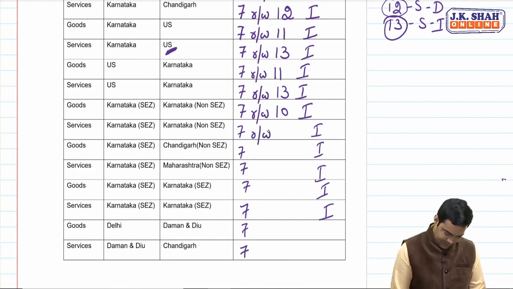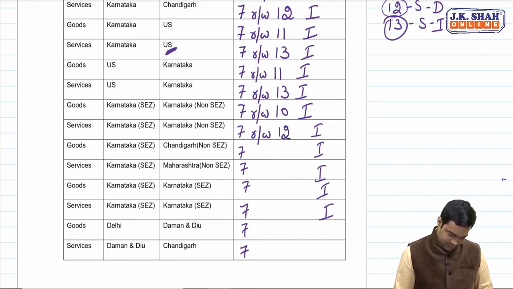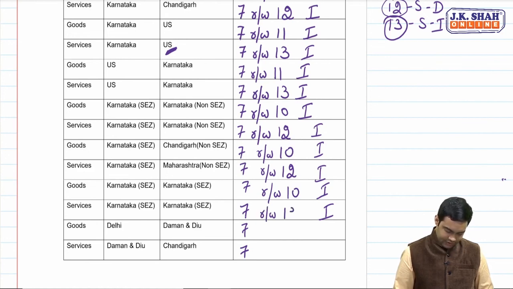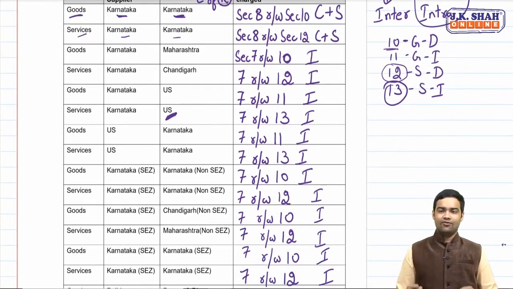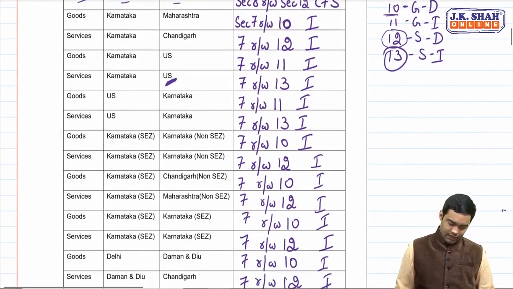Now read with, services both are in India, 12. Goods 10. Services both are in India, 12. Goods domestic transaction 10. Both are in India, section 12. Goods both are in India, 10. 12. What I want you to do is go through this entire thing. You need to be very strong with this before we move forward.